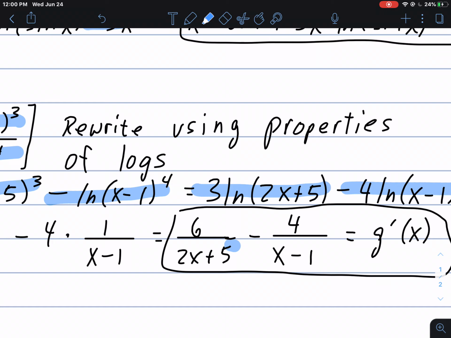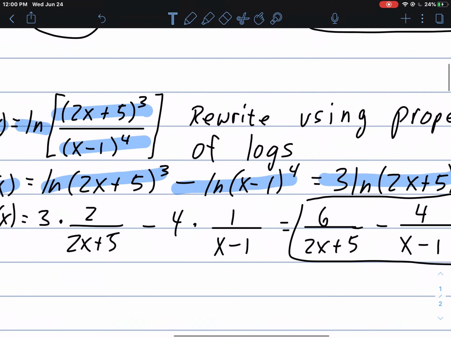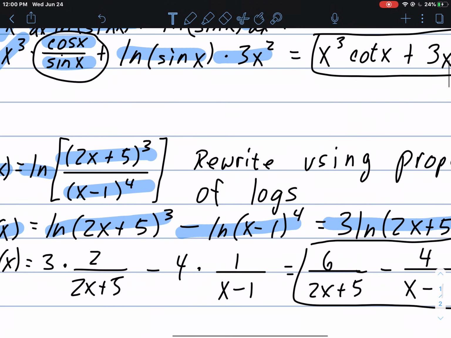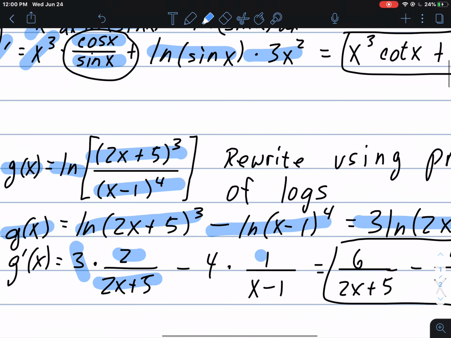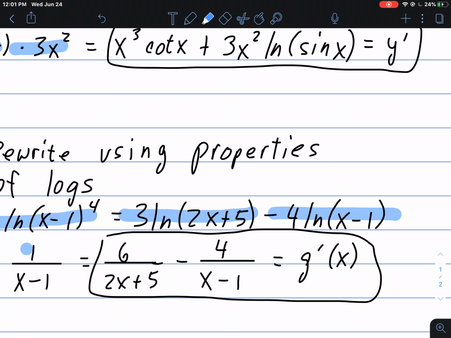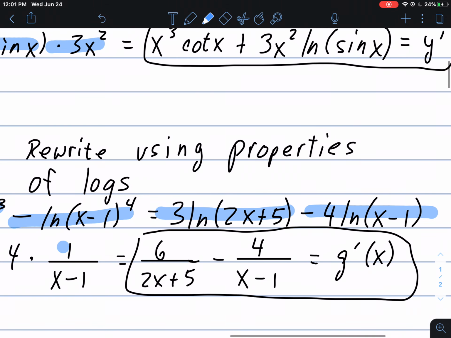Get this to cooperate. The derivative of the argument, so there's the 3. There's the 3 times the derivative of the argument over the argument. And now again, that's g prime. I've started the differentiation process. And then the same thing with the second one: 4 times natural log of x minus 1, so it would be that constant 4.